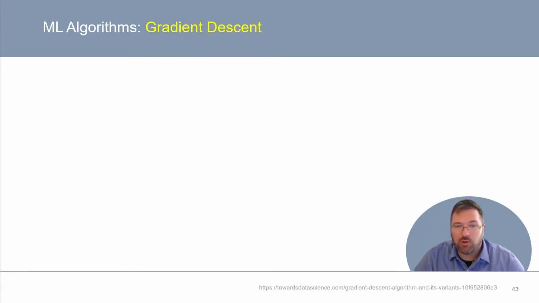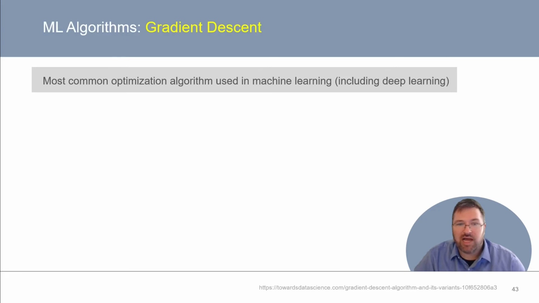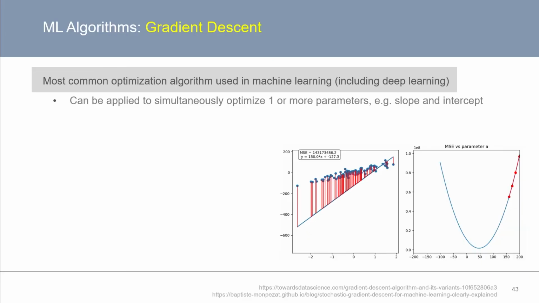Because it's so important to many algorithms in machine learning, let's take a closer look at gradient descent. This is one of the most common optimization algorithms used in machine learning, applied in algorithms such as linear and logistic regression, neural networks, and deep learning. While in the last example, we only considered trying to optimize a single parameter, the line's slope, gradient descent can be applied to simultaneously optimize one or more parameters.